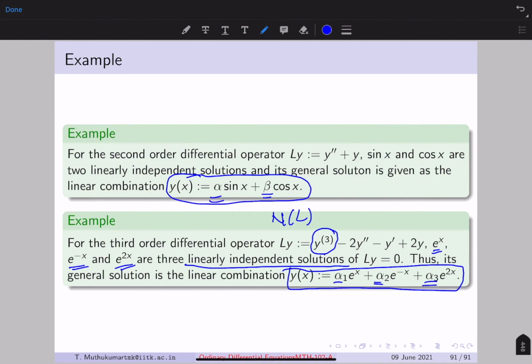So with this, we have introduced the notion of linear independence and so on. In the next lecture, we will continue from linear independence and give other equivalent ways to verify the linear independence of solutions, via the Wronskian and so on.